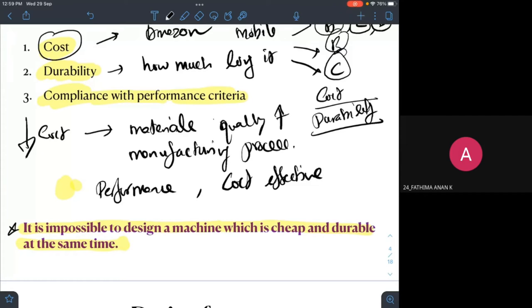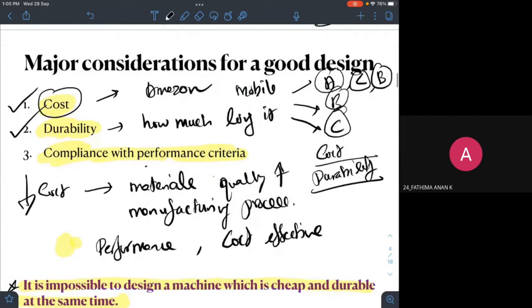If it is not done, like you are going to make some product in future, being part of an entrepreneur, but if you are not meeting these two things, then you cannot even enter into the market. And it will not be having any engineering value also. So cost is a primary concern, then it should be durable. And the last one, but not the least, it should be able to perform whatever task it has to perform. So these are the three major considerations when it comes to design.